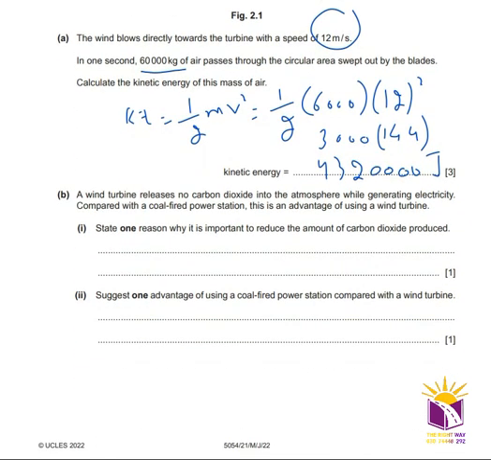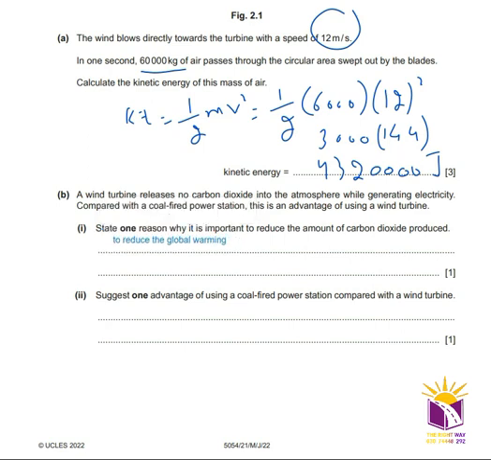Question number B. A wind turbine releases no carbon dioxide into the atmosphere while generating electricity, compared with a coal-fired power station. This is an advantage of this wind turbine, that it does not produce any carbon dioxide. State one reason why it is important to reduce the amount of carbon dioxide. We know that due to carbon dioxide, global warming increases. So, by reducing carbon dioxide, we will reduce the global warming.